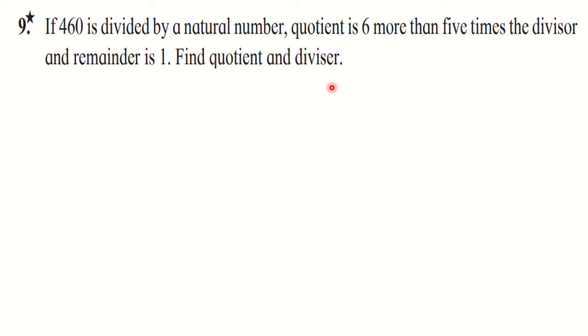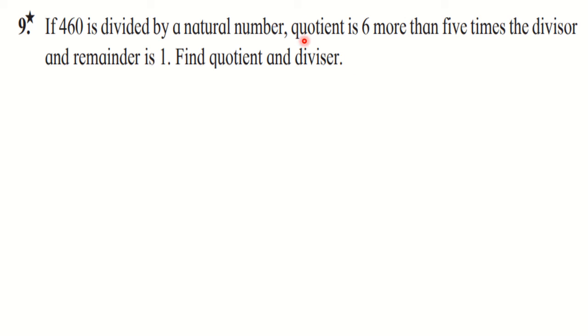So here we have to decide that what to take as x, whether to quotient or whether divisor. So for deciding that, you make use of this statement. See, quotient is 6 more than 5 times the divisor. So quotient is given in the form of divisor. Therefore, we have to take divisor as x. Okay, try to understand that how to decide here. Quotient is given in the form of divisor. So take divisor as x. So start with that. Let the divisor be x.